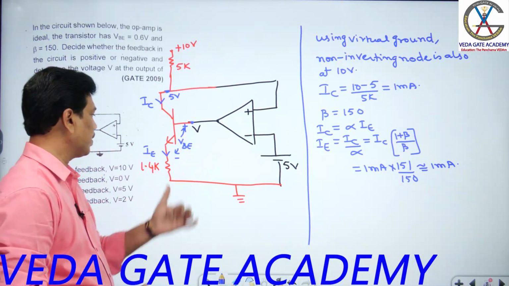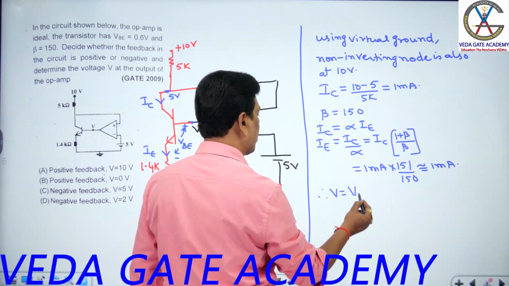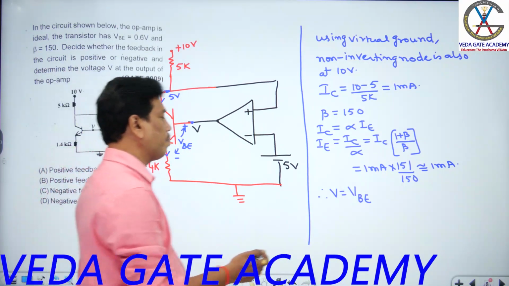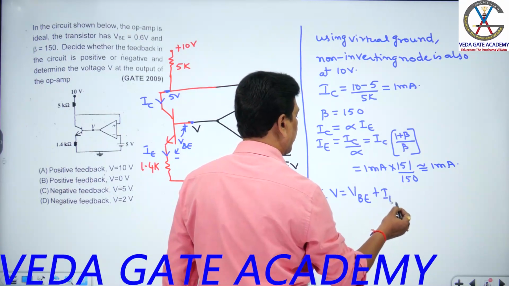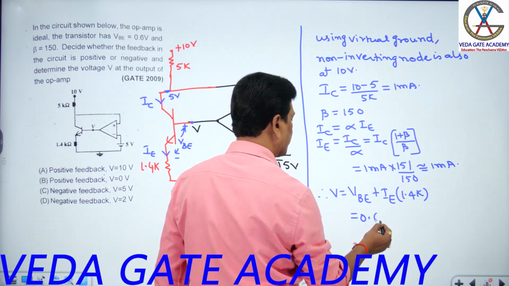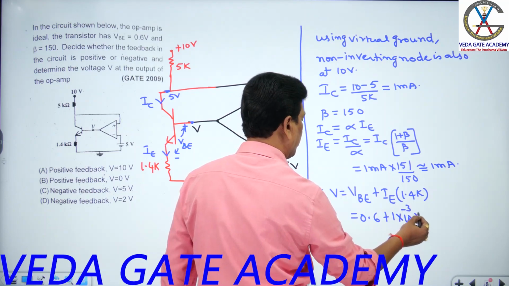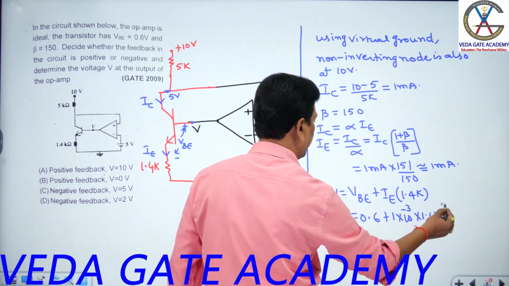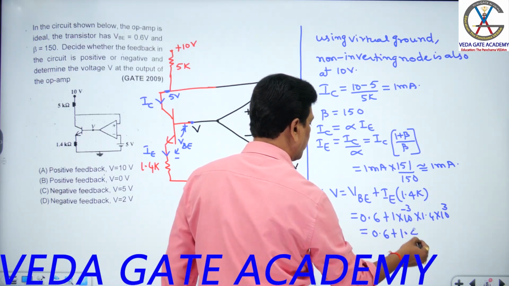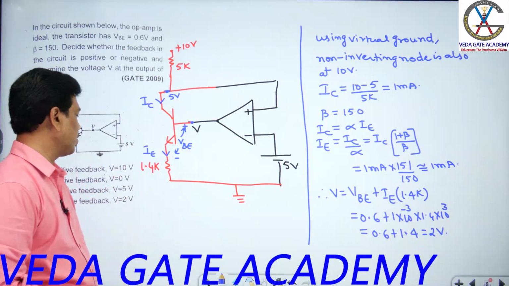Now I can go for V. V is the output voltage of the op amp there. So V equal to VBE drop plus IE into 1.4K. VBE drop is given 0.6, students. IE is 1 milliampere into 1.4K, so kilo and milli cancel out. 0.6 plus 1.4, students, that equal to 2 volt. So V should be 2 volt, students.